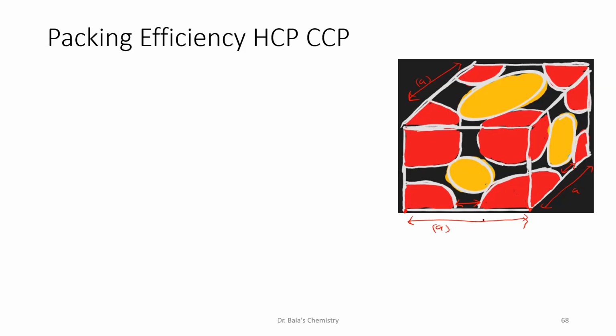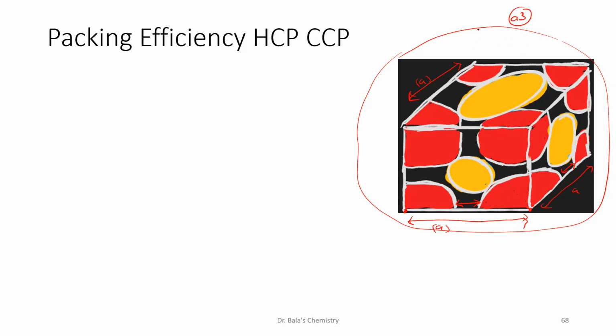So we need to calculate the dimensions of the unit cell. If we want to find the volume of the unit cell, what is that? A cube. Am I right? A cube. Why? Because here A equal to B equal to C, so A, B, and C are all taken as A. That will become A cube, A into A into A.